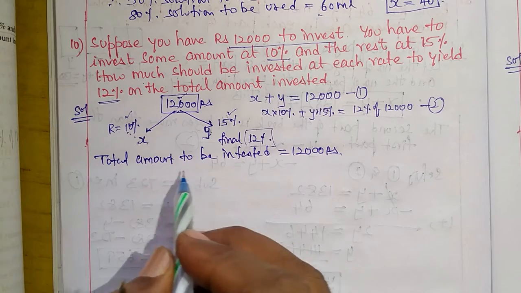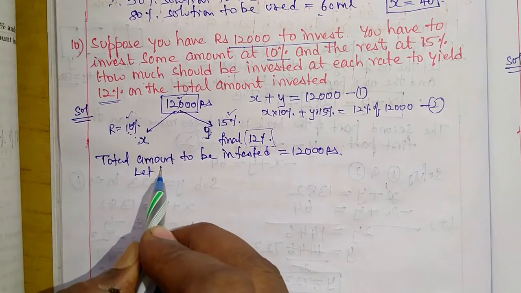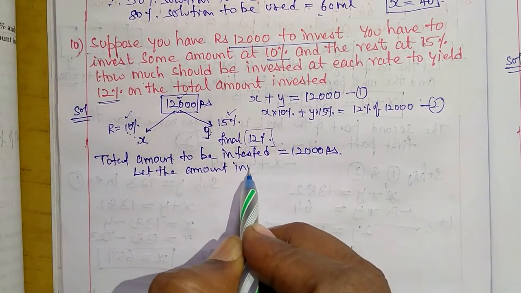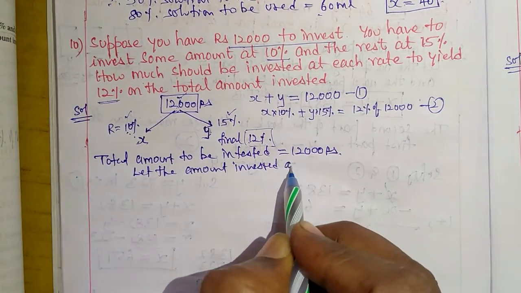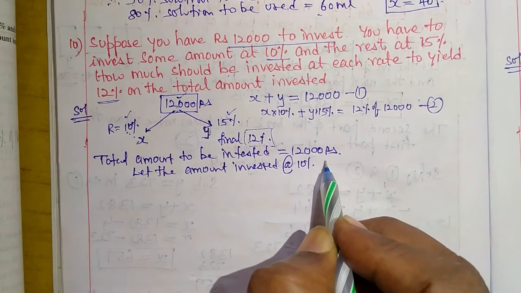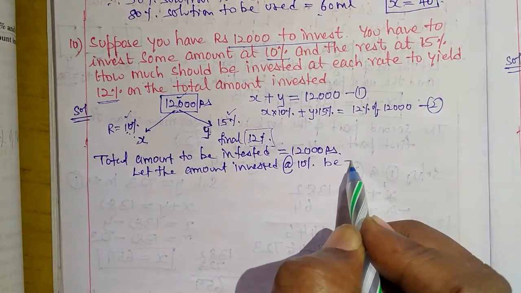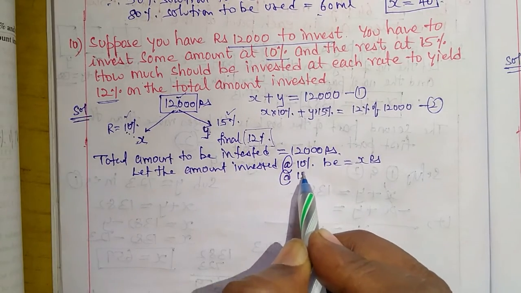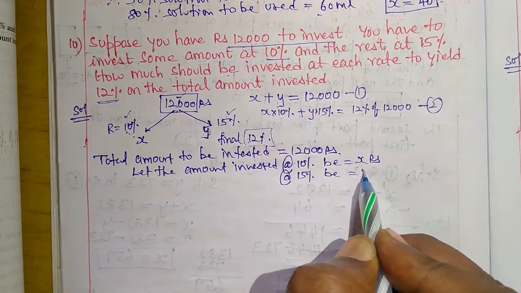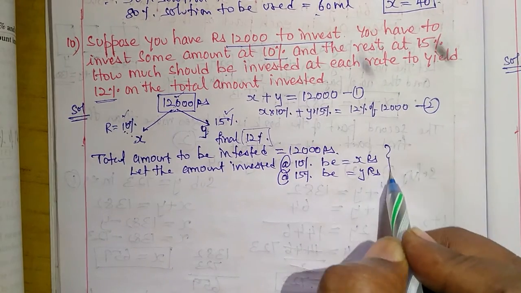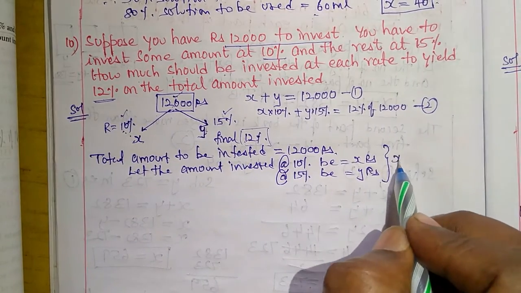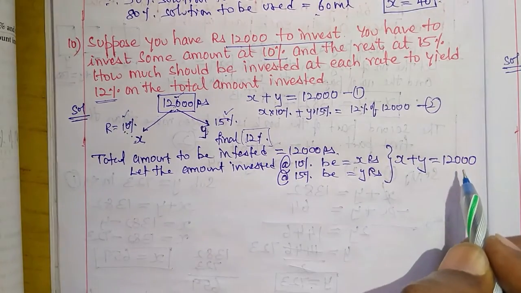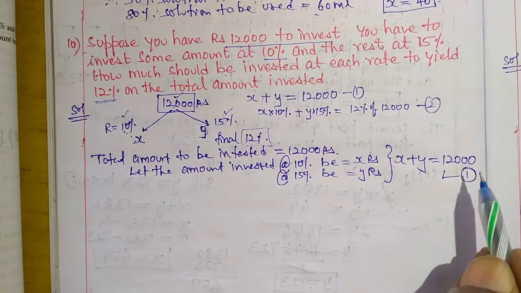So let the amount invested at the rate of 10% be X rupees, and at the rate of 15% be Y rupees. Therefore, the first equation: x plus y is 12,000 rupees. This is equation 1 for us.